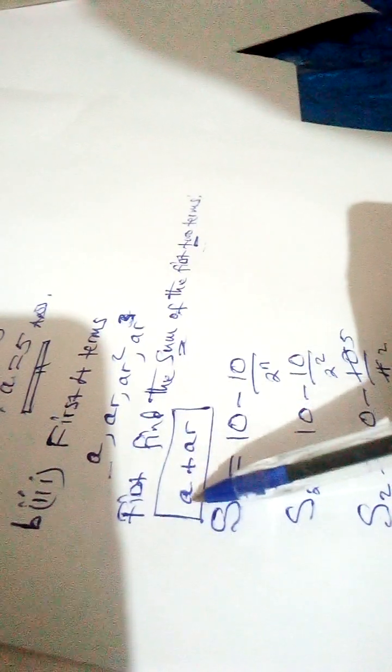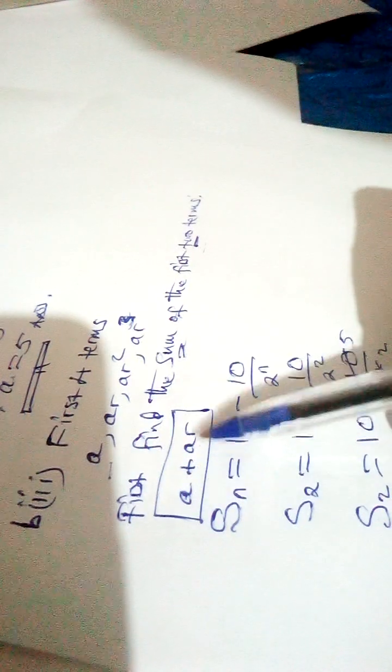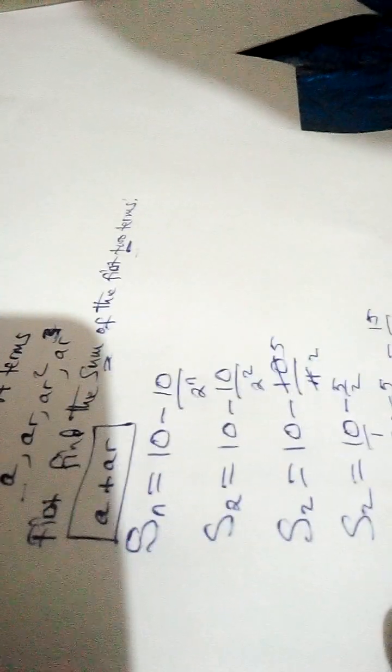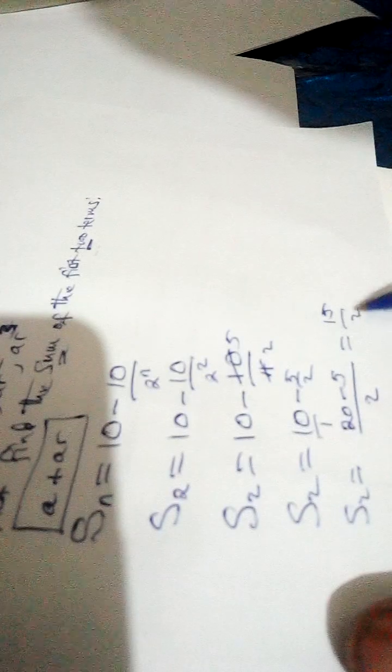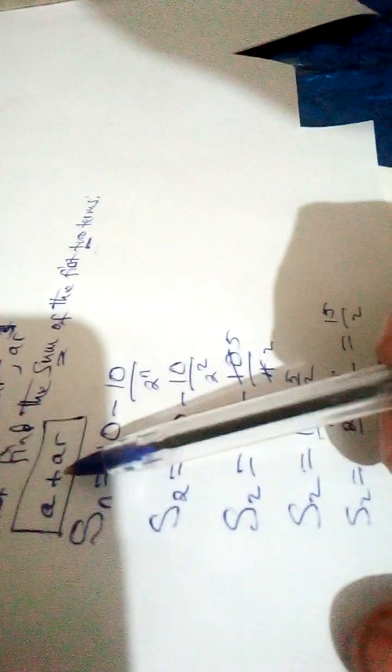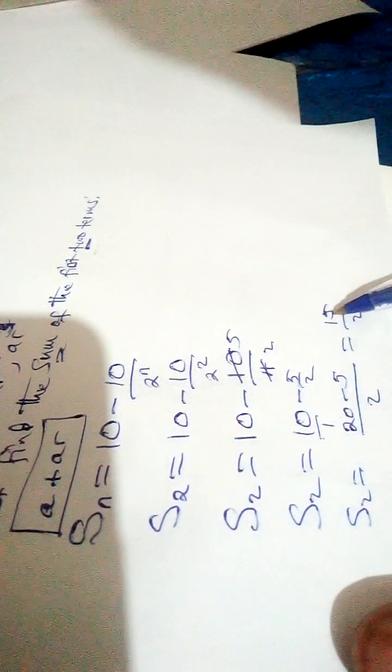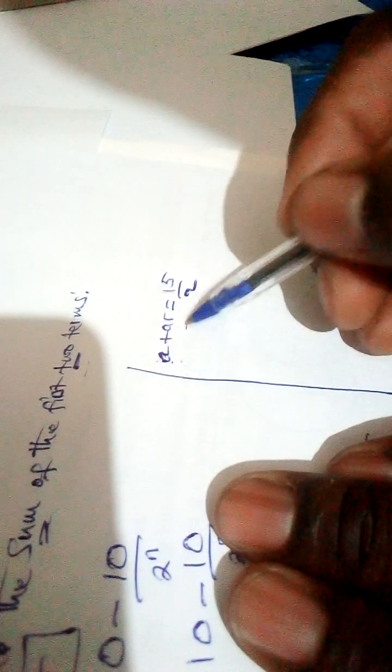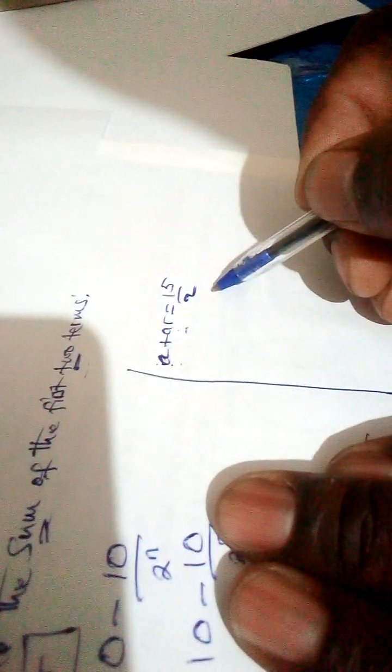Now observe. This is the sum of the first 2 terms, which is A plus AR, and remember, it is equal to 15 over 2. So we're going to equate A plus AR to 15 over 2. That's what it means: the sum of the first two terms is equal to 15 over 2.